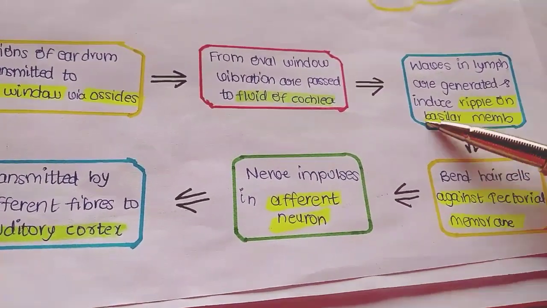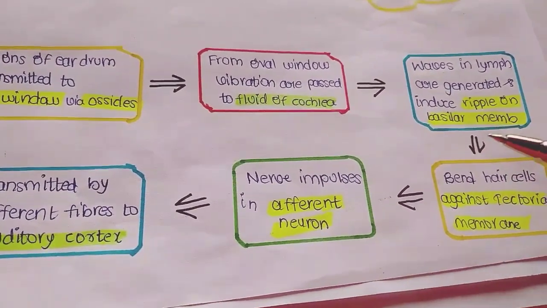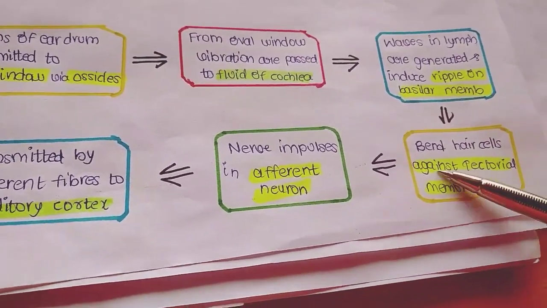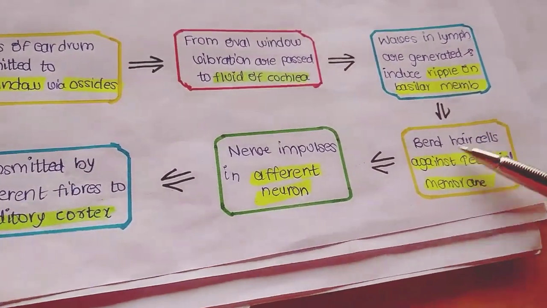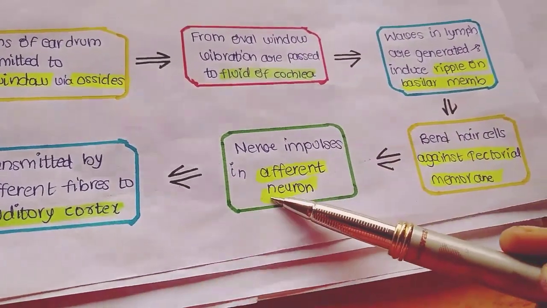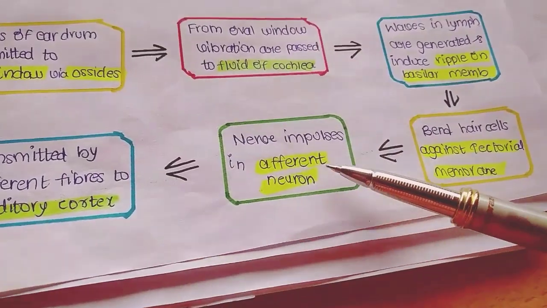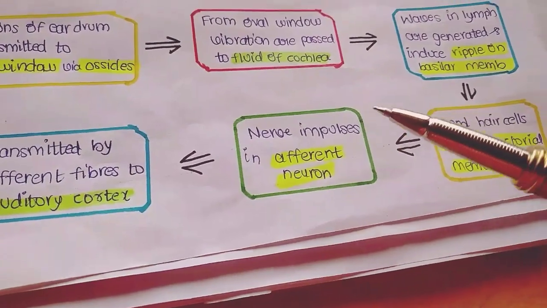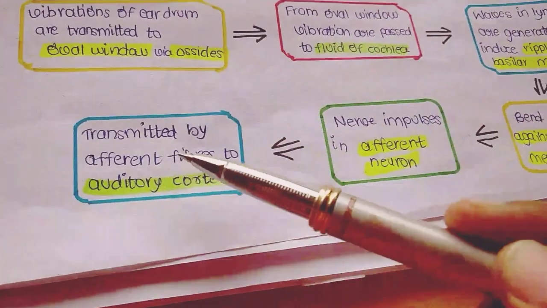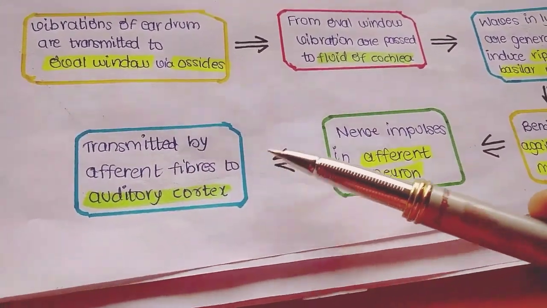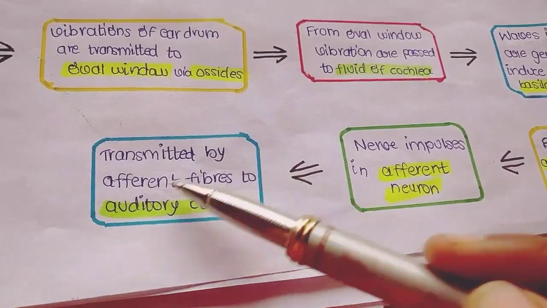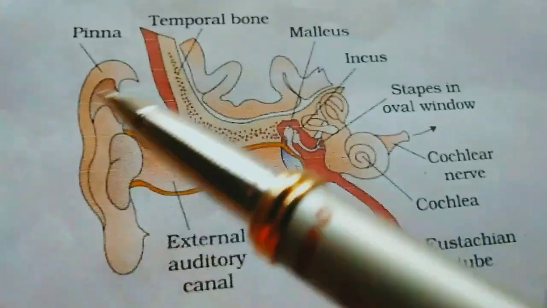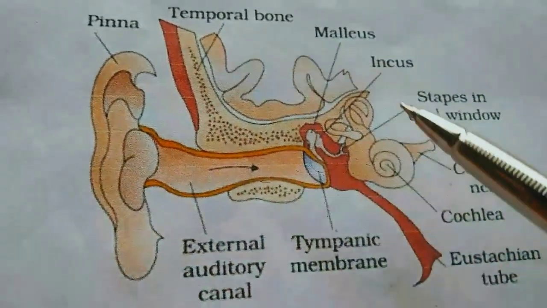As there is movement in the basilar membrane, it bends hair cells against the tectorial membrane. The hair cells of the organ of Corti bend against the tectorial membrane. As a consequence, nerve impulses are generated in the associated afferent neurons of the hair cells. These afferent neurons are present at the basal end of the hair cells, and these impulses are transmitted by the afferent fibers via the auditory nerves to the auditory cortex of the brain, where the impulses are analyzed and the sound is recognized.